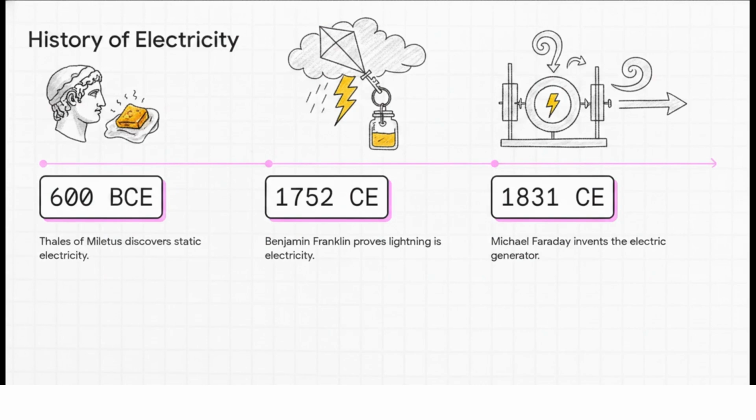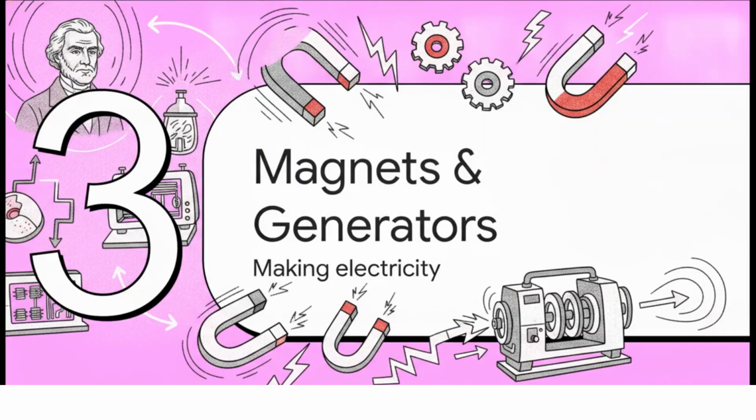We've been fascinated by this force for thousands of years. From the ancient Greeks studying static shocks way back in 600 BCE, to Benjamin Franklin proving lightning was just a massive electrical discharge in 1752. But the real game changer? That hit in 1831. When a British scientist, Michael Faraday, figured out how to actually generate this power on demand. Which brings us to Section 3, magnets, motion, and generators.